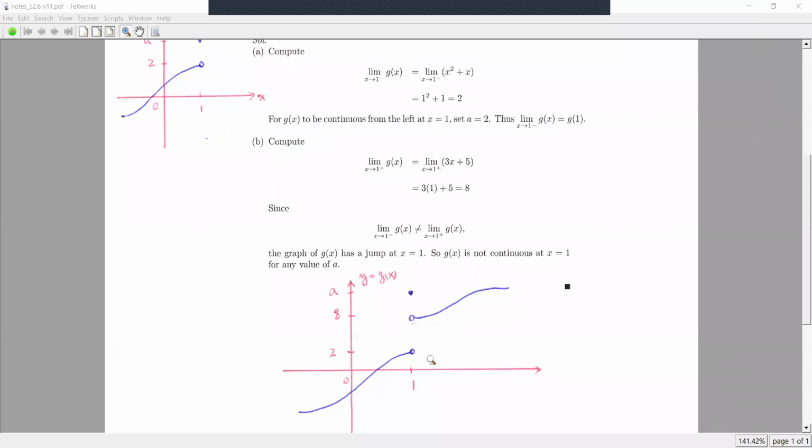Because the graph has a jump, no matter where we place this solid point, we cannot make the graph continuous from the left side and at the same time continuous from the right side. So the conclusion is the function g is not continuous at 1 for any value of a. This continuity is both-sided continuity.